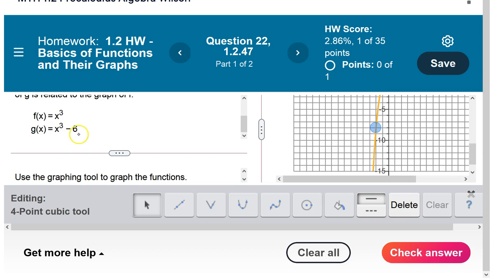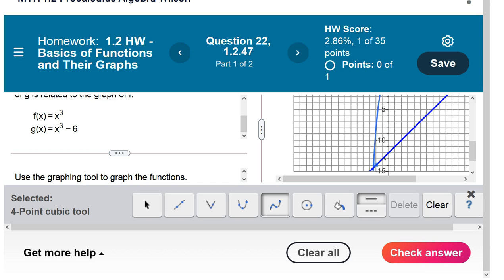You don't have to pick the same numbers to plug in, but it might make it easier. So -2 to the third is -8. -8 minus 6 is -14. Now to do this again, I have to click this tool again. Okay, so now it's for the second graph. I'm going to plot -2, -14, and that is that point right there.